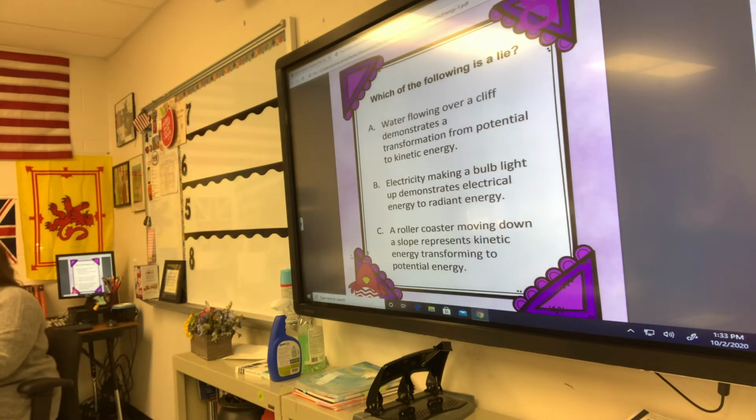Number 8. Which of the following is a lie? A, water flowing over a cliff demonstrates a transformation from potential to kinetic energy. B, let me start over. B, a bulb lighting up demonstrates electrical energy transforming to radiant energy. So that's not something we necessarily have talked about yet, but you can still take a guess at whether it's true or not. C, a roller coaster moving down the slope represents kinetic energy transforming to potential energy.